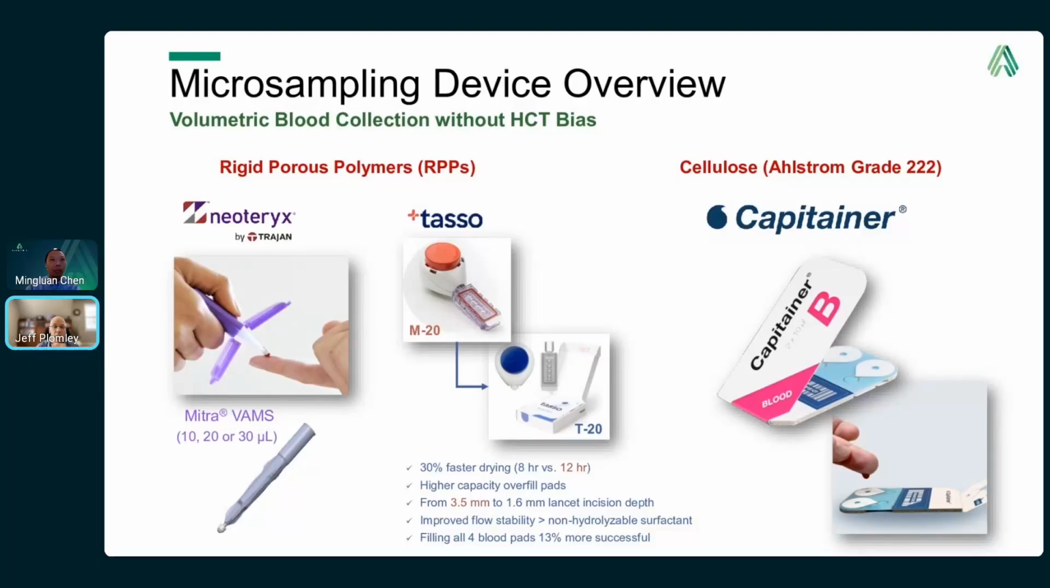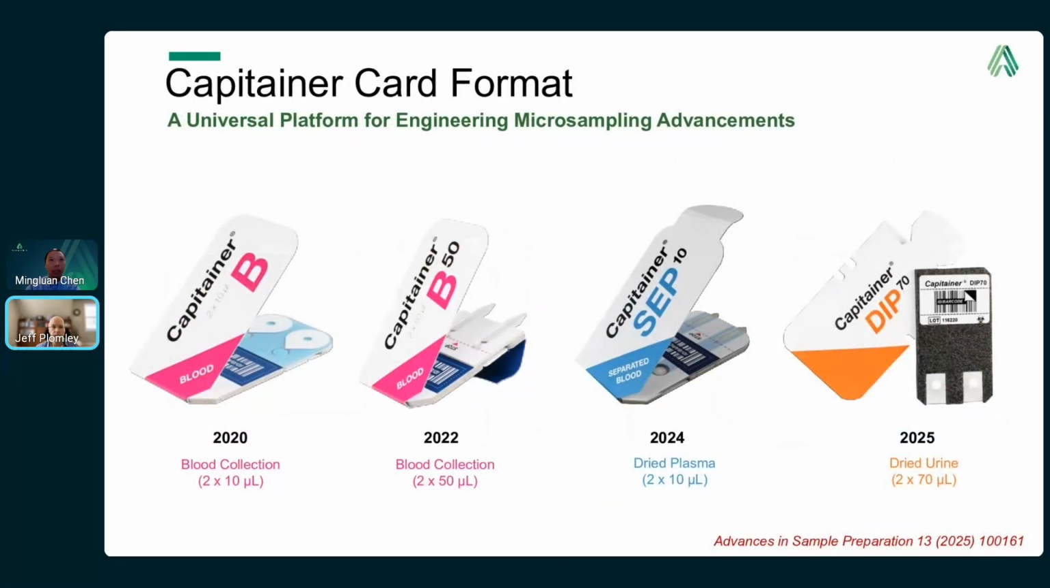And I'm going to go into more details of the Capitainer shortly, since the anti-tuberculosis and the antisense oligonucleotide case studies leverage this device. But it is worth mentioning that the rather ingenious card format is readily amenable to other engineering designs, as indicated in this slide. So it really has been a universal platform for engineering microsampling advancements.